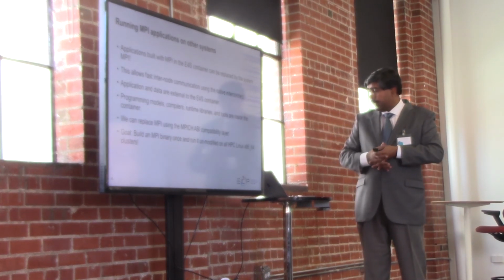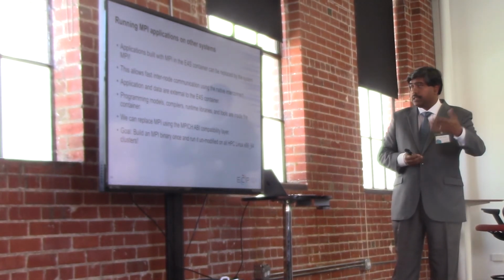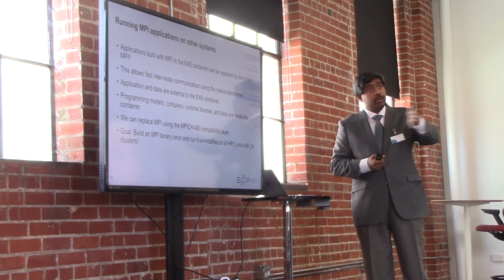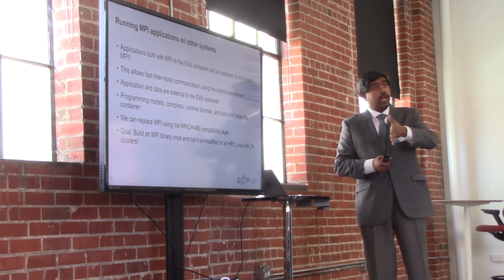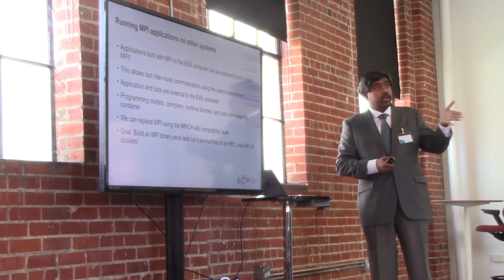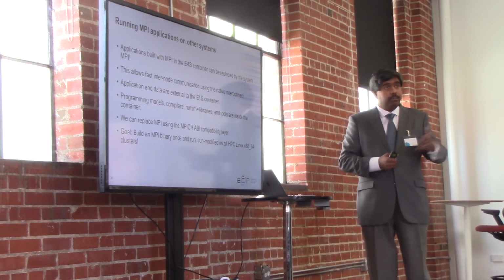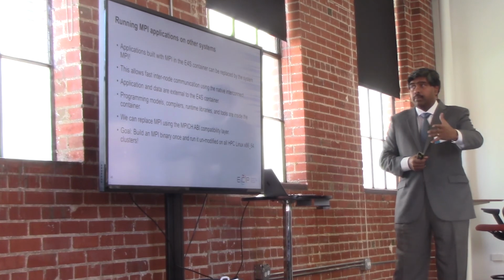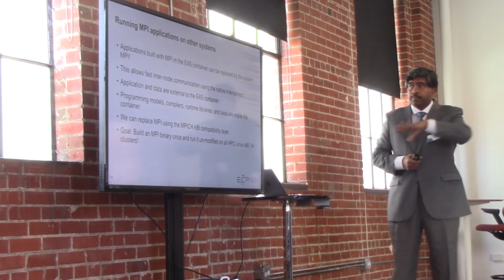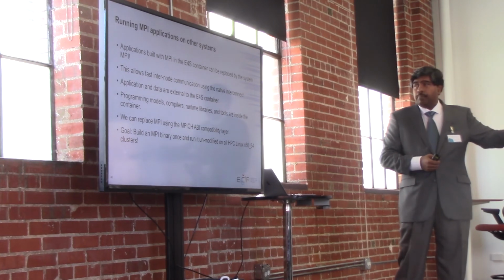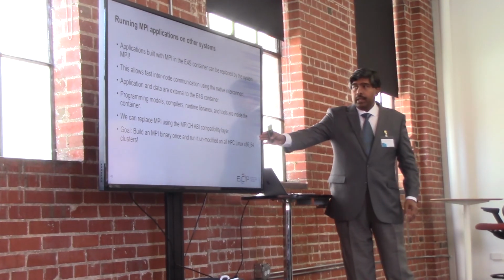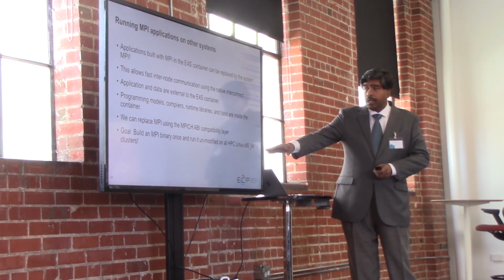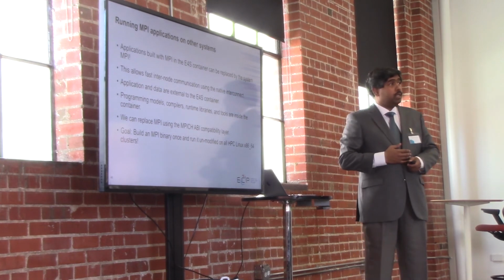So one of the interesting issues that we face is that applications built with MPI in the container can be launched on HPC machines where you can replace the MPI with the system MPI. So you use fast internode communication using the system MPI like the MVAPICH2 install. And then the application and data can be external to the E4S container, and the programming models, runtimes, compilers, and tools can be inside the container, and then we use this MPICH API compatibility layer and build a single binary that can run on multiple machines.